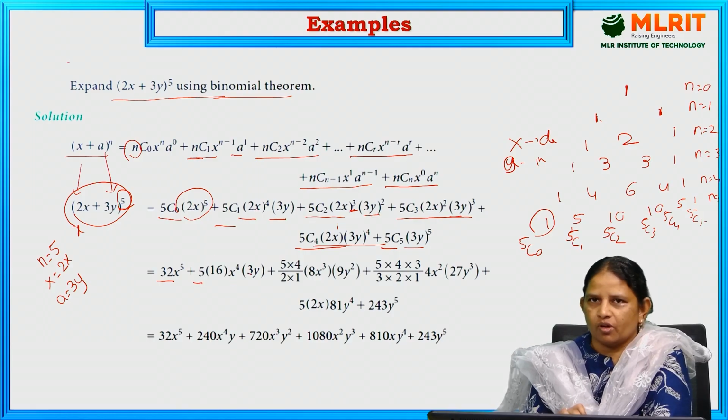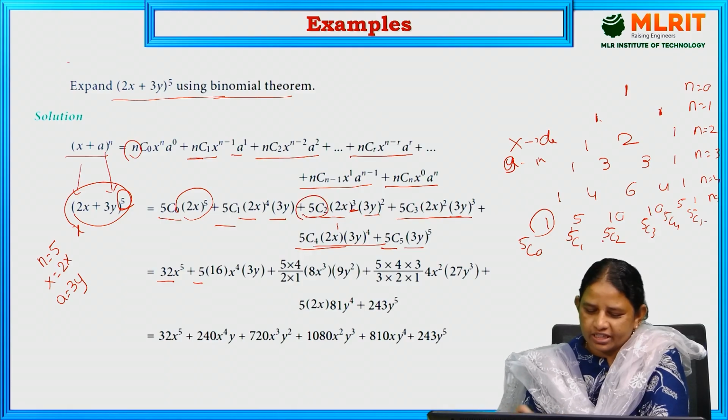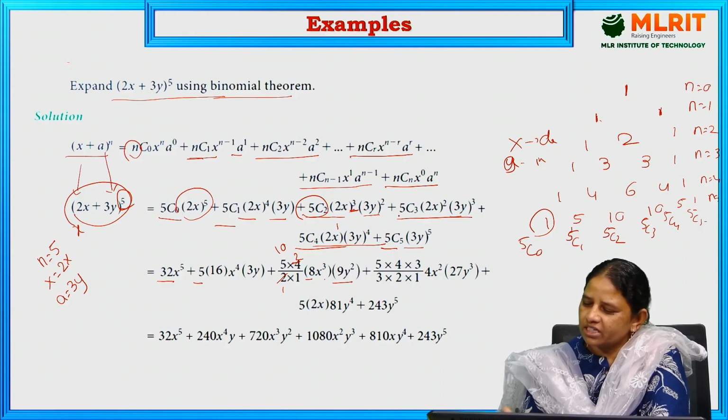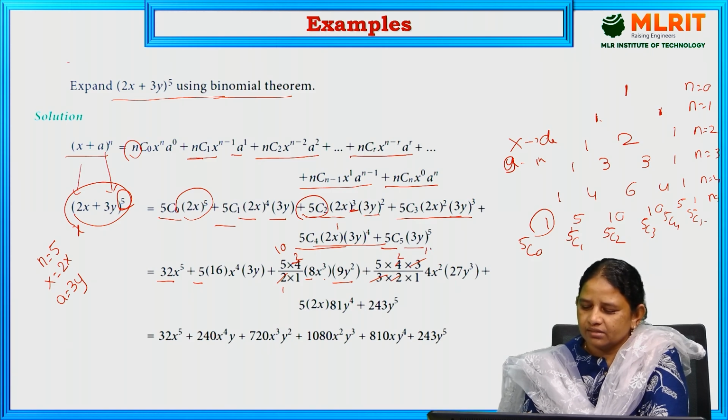Then 3 to the power of 5. Then after that 5c2. The value of 5c2 is 10. 2 1, 2 2, anyway we'll get 10. That is 2 power 3 is 8 x cube, 3 square means 9 y square. 5c3 value is also 10. So the 3s get cancelled, 2 2 5 2 is 10. So that is 10.